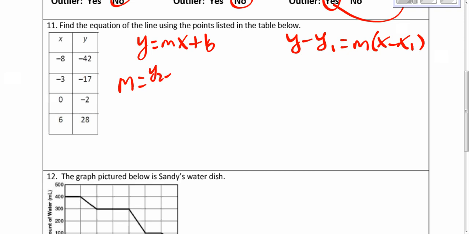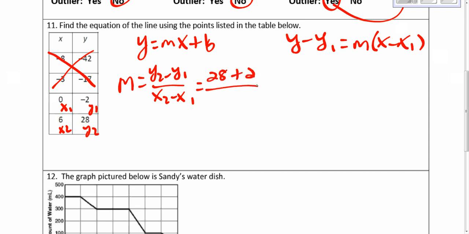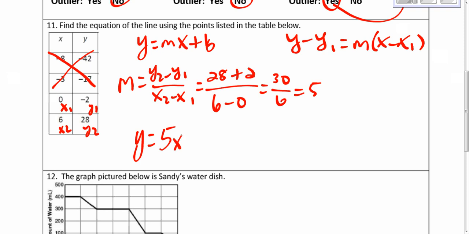M equals y2 minus y1 over x2 minus x1. Pick the easiest points. These all have negatives in them, so I'm going to skip those. So x1, y1, x2, y2. 28 minus negative 2 is the same thing as 28 plus 2, over 6 minus 0, is 30 over 6, which is 5. So the slope is 5, y equals 5x. And we know that the y-intercept is negative 2 because the x value is 0. So y equals 5x minus 2.